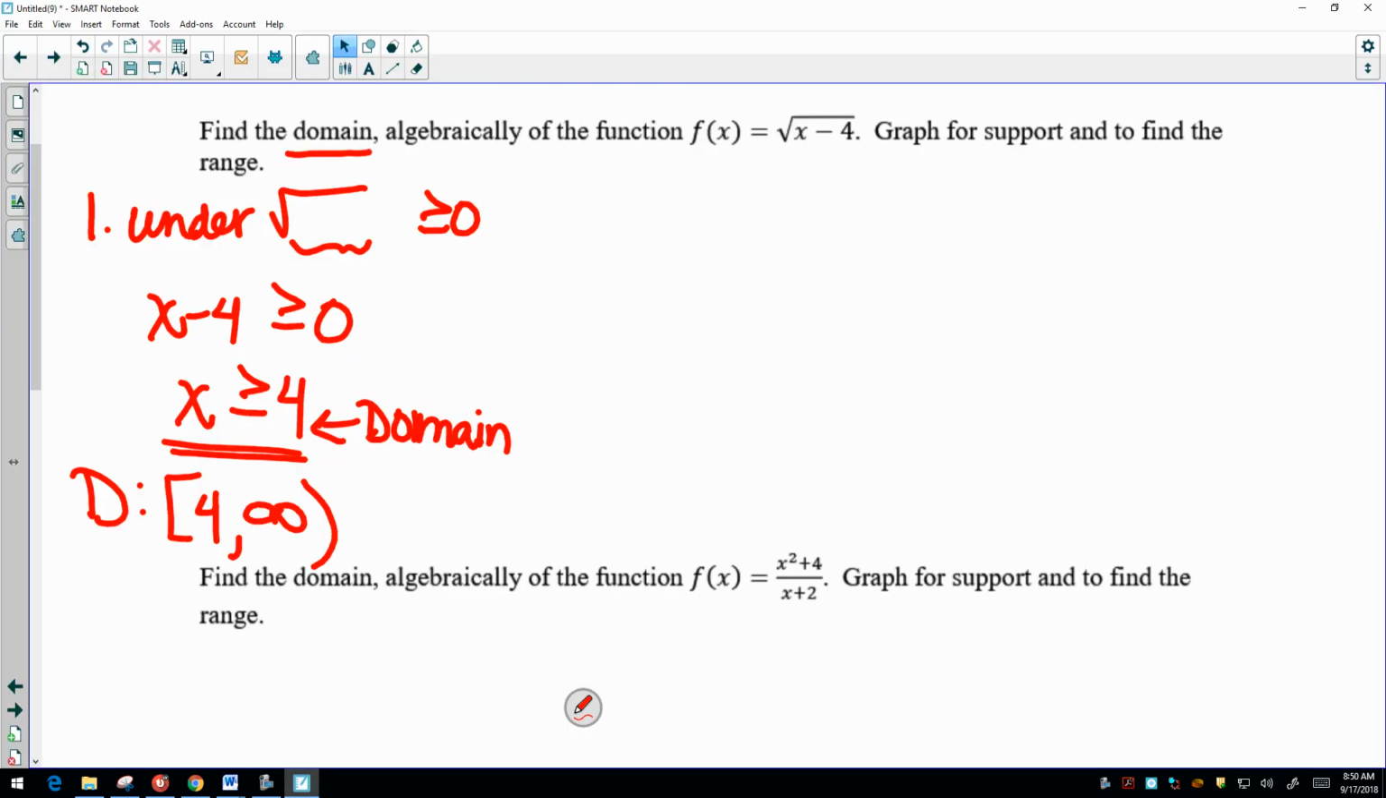So if I were to write the range, I would say, okay, so our range starts at 0. I want to include 0, so again, hard bracket. And then it goes out to infinity, so again, soft bracket.